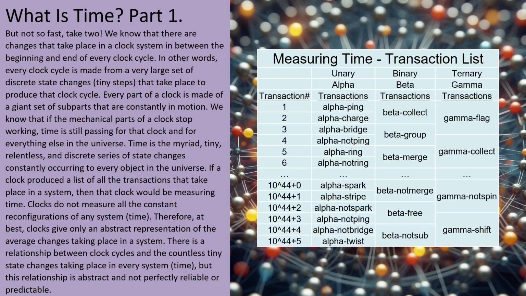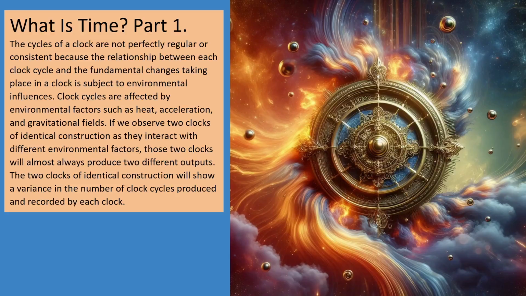Right now, clocks are just cyclical oscillators, and there's a relationship between these fundamental transactions in a system and those oscillations, but it's not perfect, and it's not exact, and it's not regular. The cycles of a clock are not perfectly regular or consistent because the relationship between each clock cycle and the fundamental changes taking place in a clock is subject to environmental influences. Clock cycles are affected by environmental factors such as heat, acceleration, and gravitational fields.